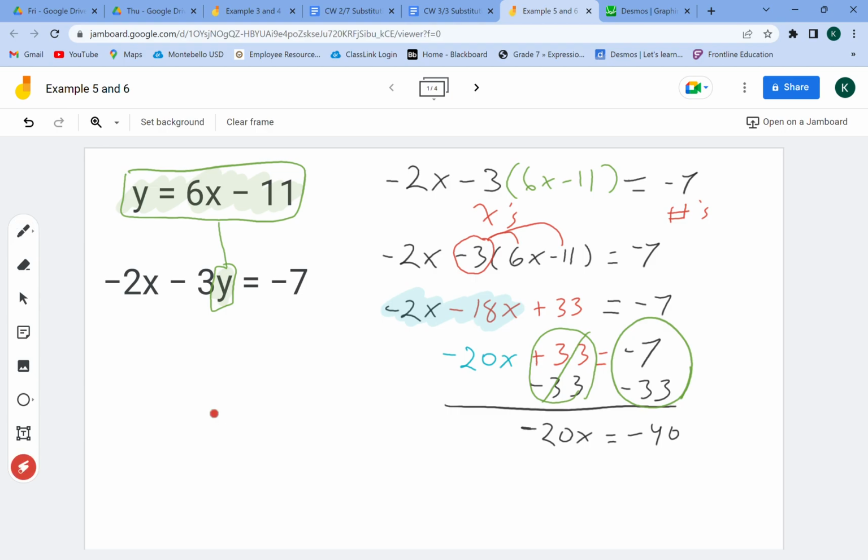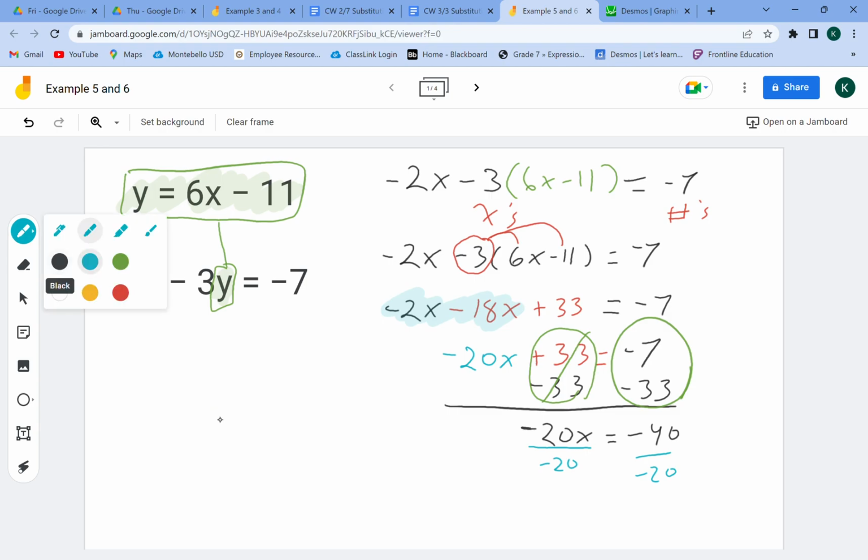And notice that I'm still not done. The variable is not by itself yet. It has this negative 20 in front. So to get rid of that, because it's multiplying, I'm going to go ahead and divide by a negative 20 to make it a giant 1. So I divide by a negative 20.